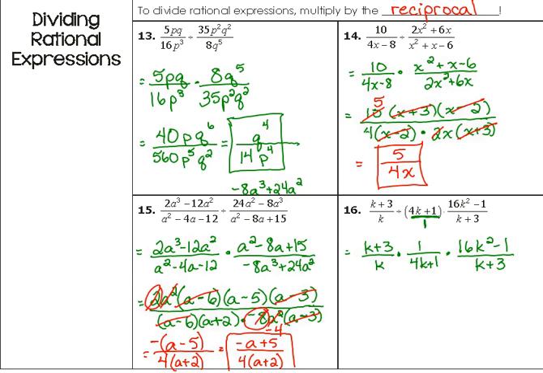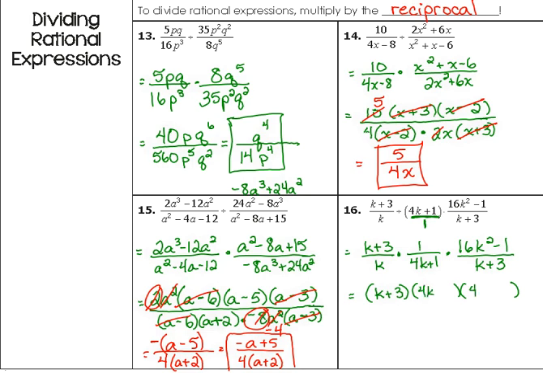Okay, so let's see here. What needs to be factored? K plus 3? No. Put parentheses around. 1, multiplying by 1 doesn't do anything. How about 16k squared minus 1? What is that? What do we call it? Difference of perfect squares. So 2 sets of parentheses.